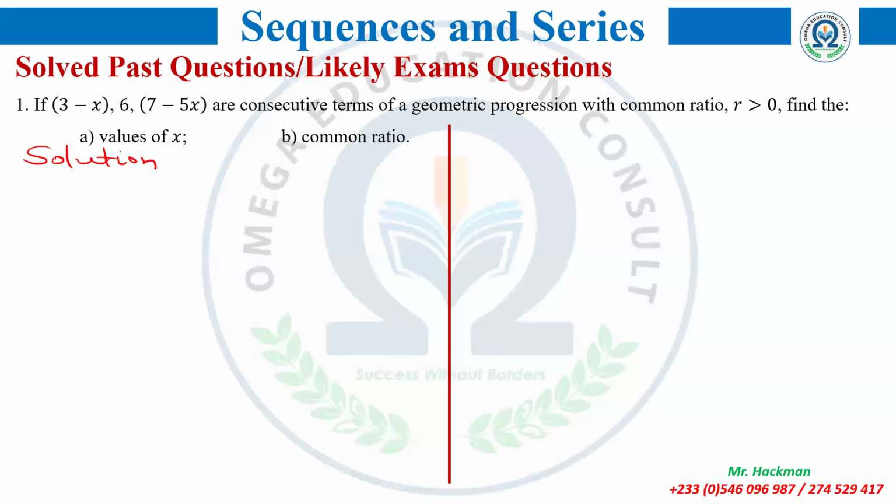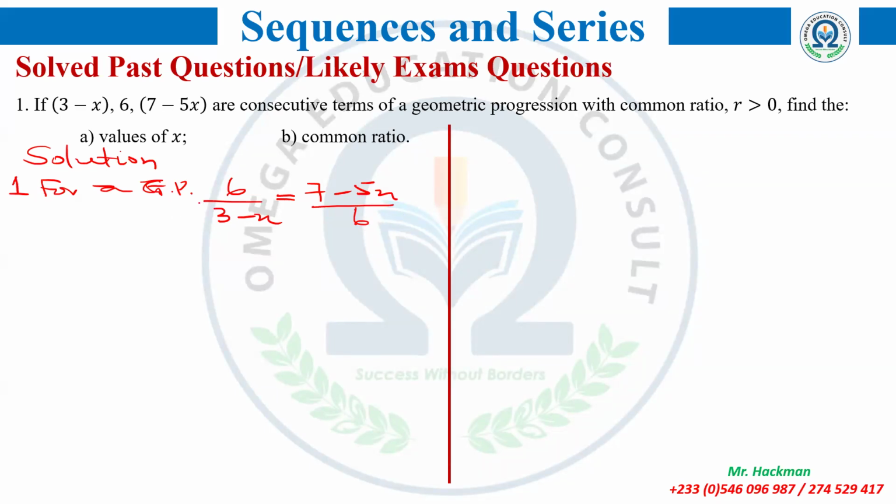Because this is a GP and you are told that they are consecutive terms, this is what we are going to do. Solution to question 1. Because this is a GP, I should have a common ratio. So it means my 6 over 3 minus x should be equal to 7 minus 5x over 6. Do you agree?